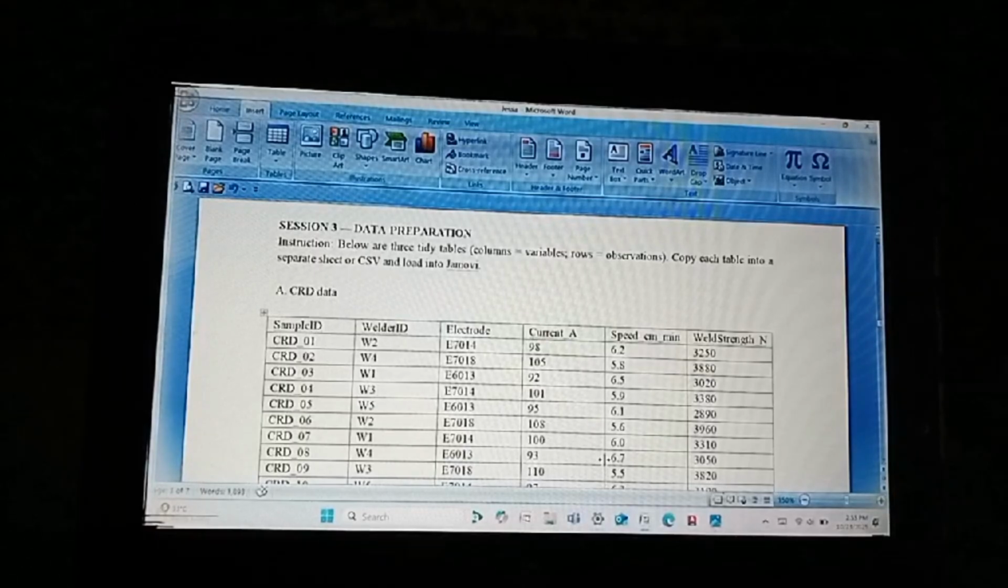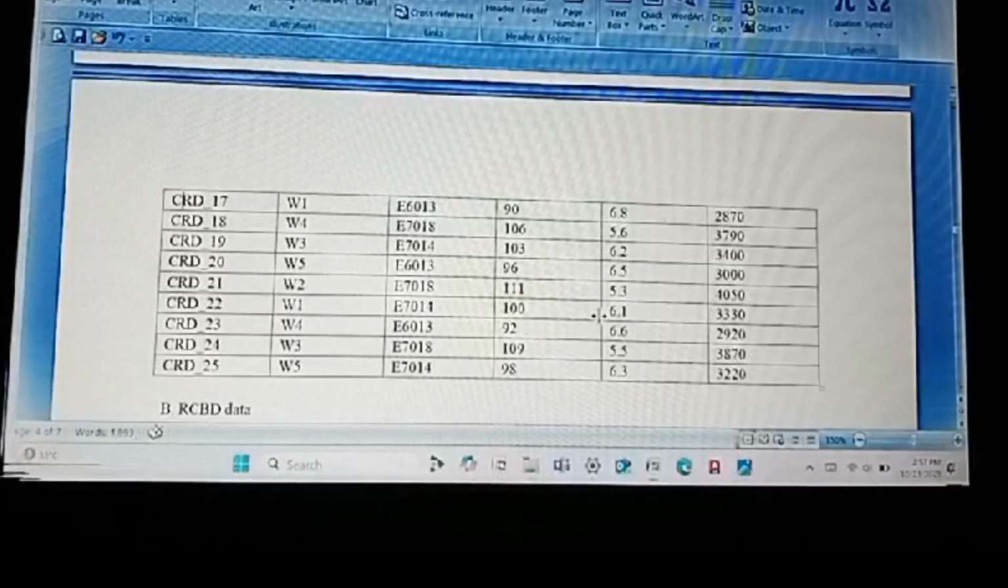Session 3, data preparation. Here's how we organize our data in tables for Jamovi analysis. Each record shows the sample, welder ID, electrode used, current, speed, and resulting weld strength. Only the CRD sample table is shown below due to space; the others follow the same layout. All 25 data points per design were entered into Jamovi with electrode and welder ID as nominal variables and current, speed, and weld strength as continuous.